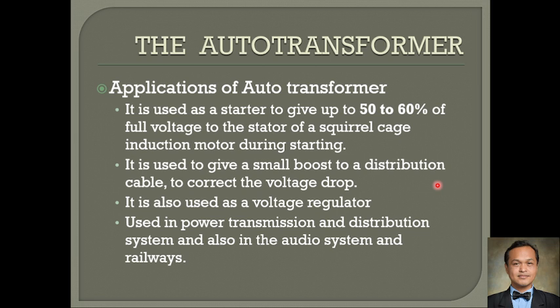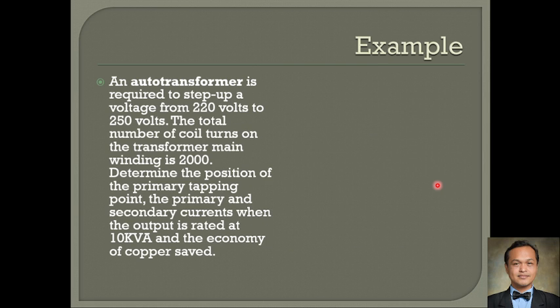For example, to clearly illustrate the use of the auto transformer, suppose an auto transformer is required to step up a voltage from 220 volts to 250 volts. The number of coil turns on the transformer main winding is 2000. Determine the position of the primary tapping point, and the primary and the secondary currents when the output power is rated at 10 kVA, and the economy of copper that will be saved.